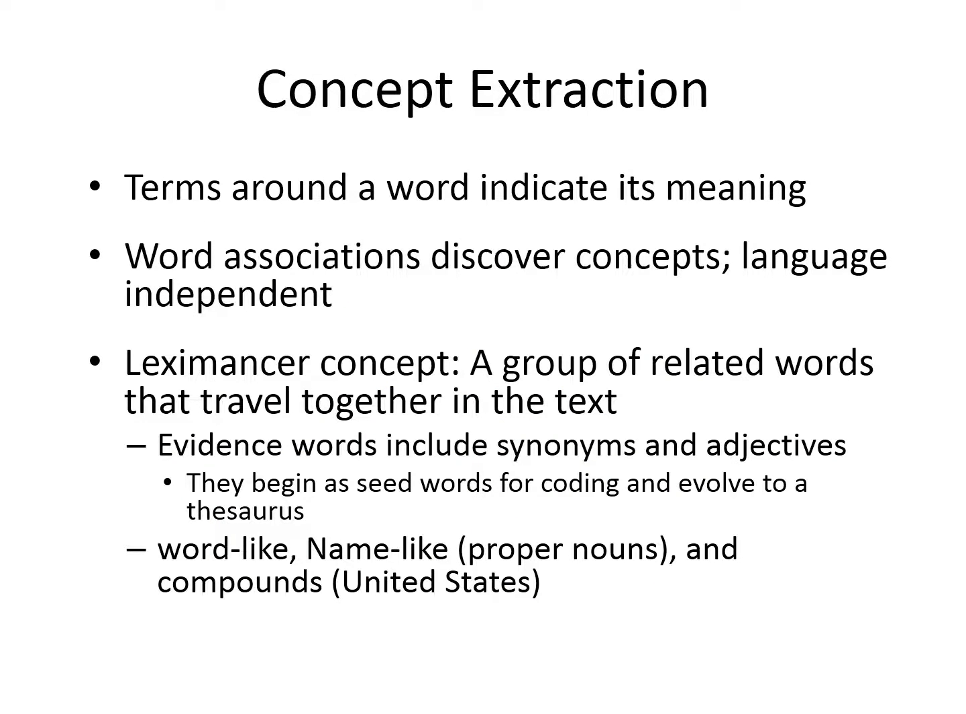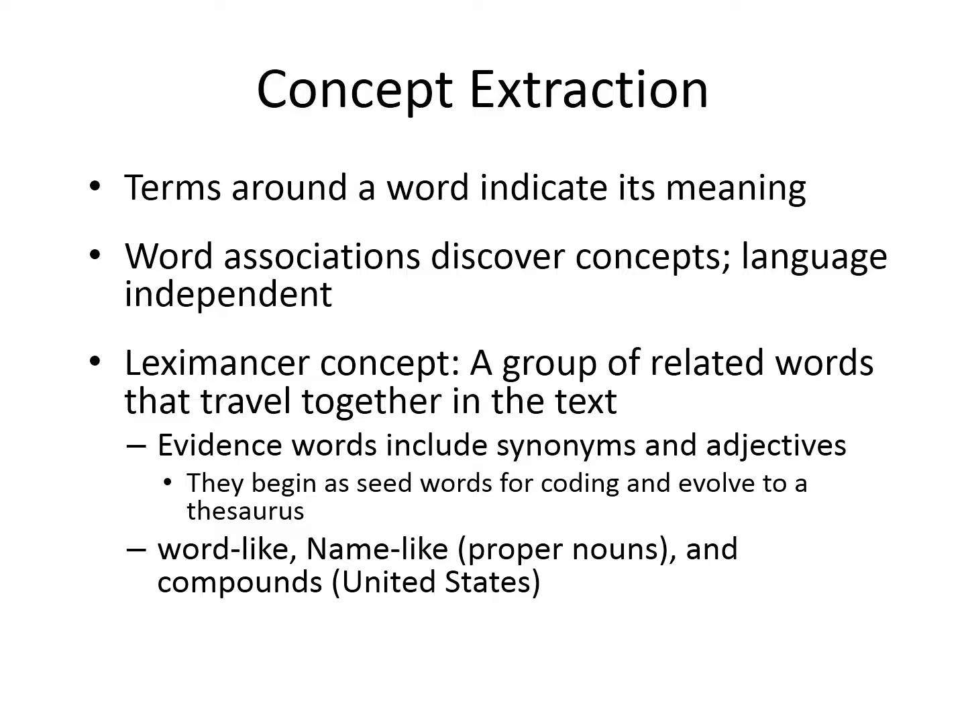So how does Leximancer actually do this concept extraction? Within a Leximancer analysis, the guiding principle is that the terms around a word, the words around a word, indicate its meaning. So we gain meaning for a word by the company it keeps. These word associations are used to discover concepts, and this can be fairly language independent. It works across a large family of languages. Ones it doesn't work on that well are ones that do large compounding, that create very, very big words where all the modifiers are actually part of the word itself.